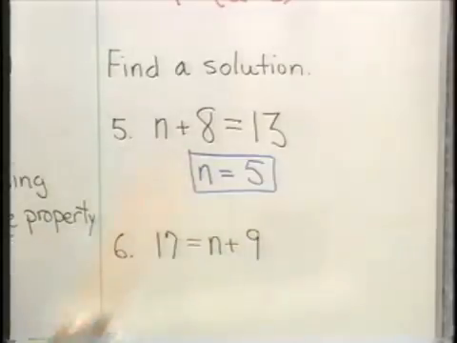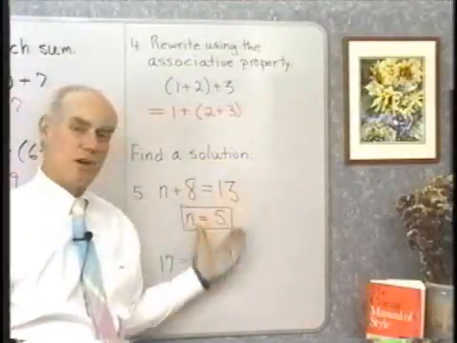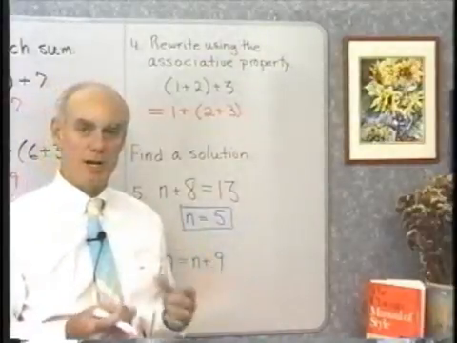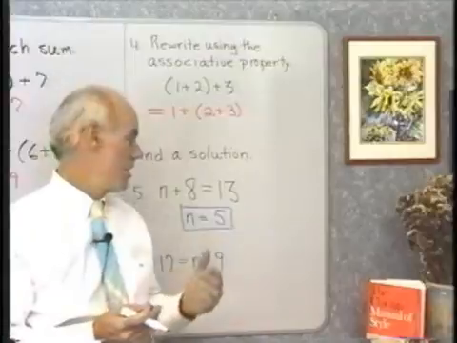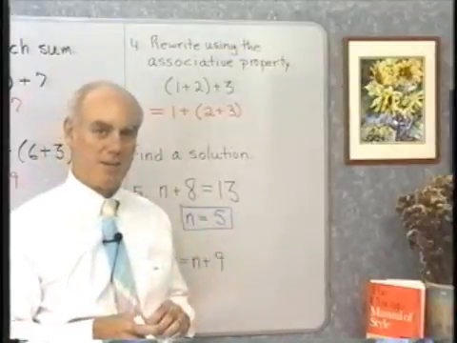So what we're doing here when we solve this equation by writing n is equal to 5 is we're solving the equation by inspection. We're simply looking at it and knowing what we know about addition with single-digit numbers or with small numbers. We know that 5 is the number that we add to 8 to end up with 13.